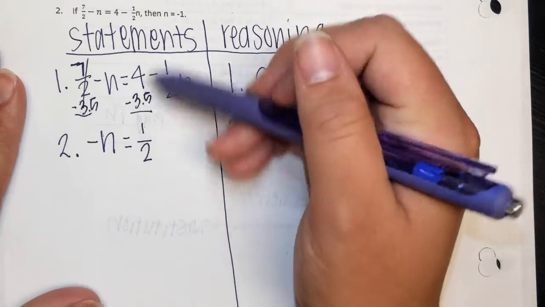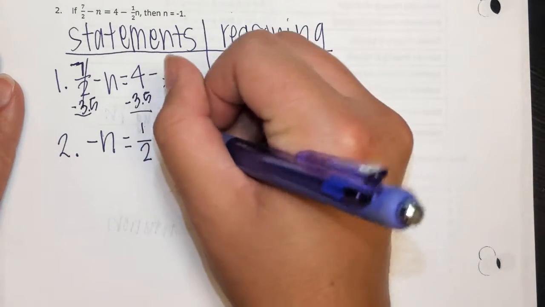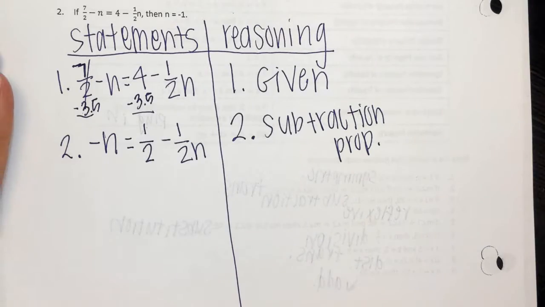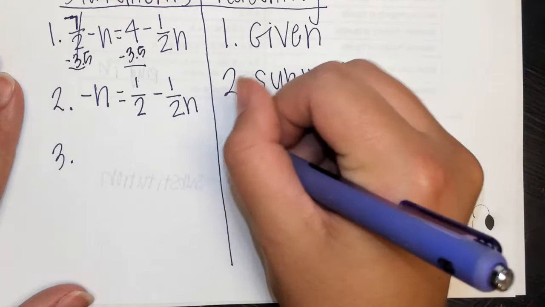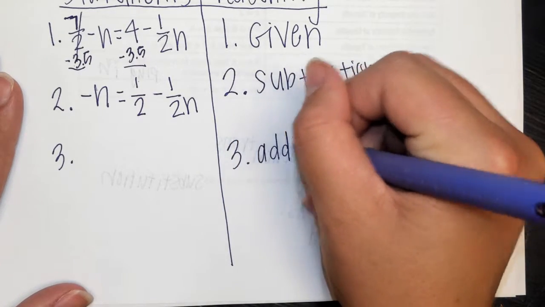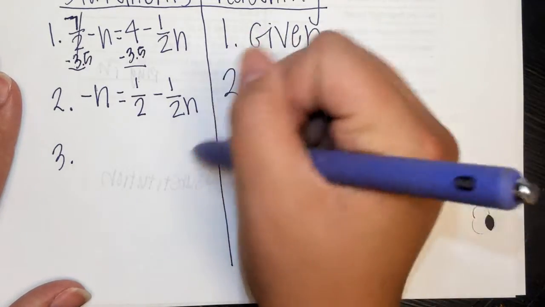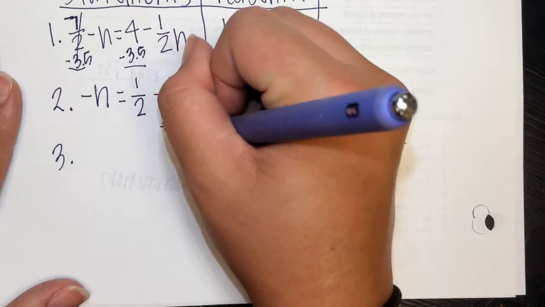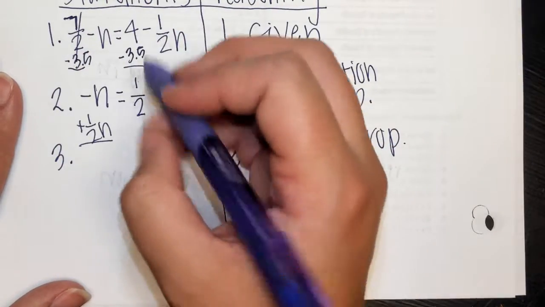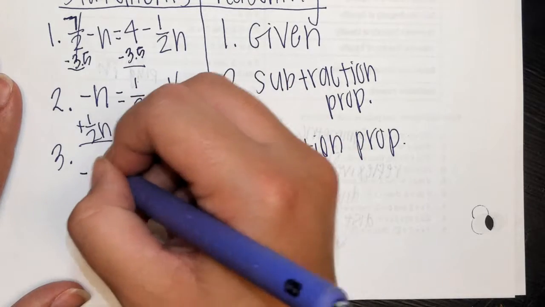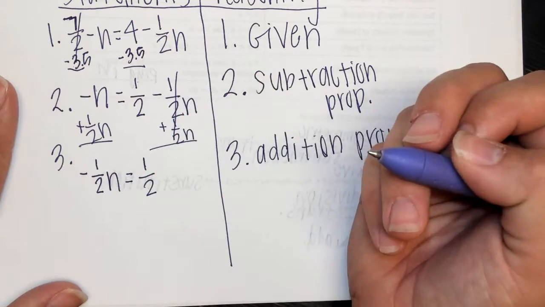Y'all see where I'm going from? I'm just going back to fraction because 4 minus 3.5 is 1/2 minus 1/2 n. Okay, so 3 is going to be addition. Why? Because I need to add over 1/2 n. So now I have negative 1 plus 1/2, which is negative 1/2 n equals 1/2. Are y'all following me?